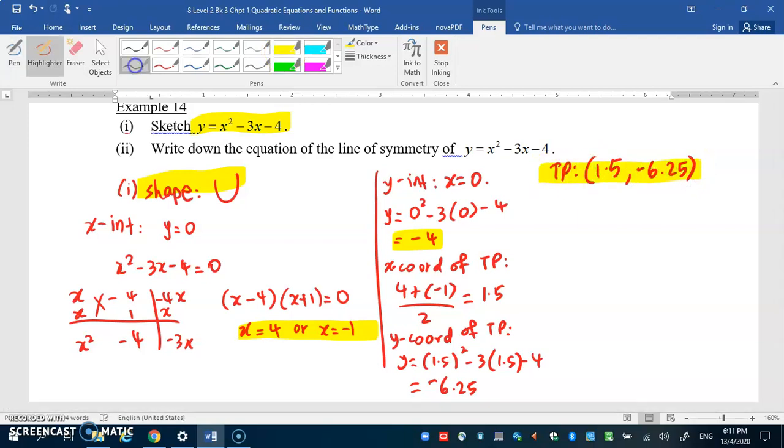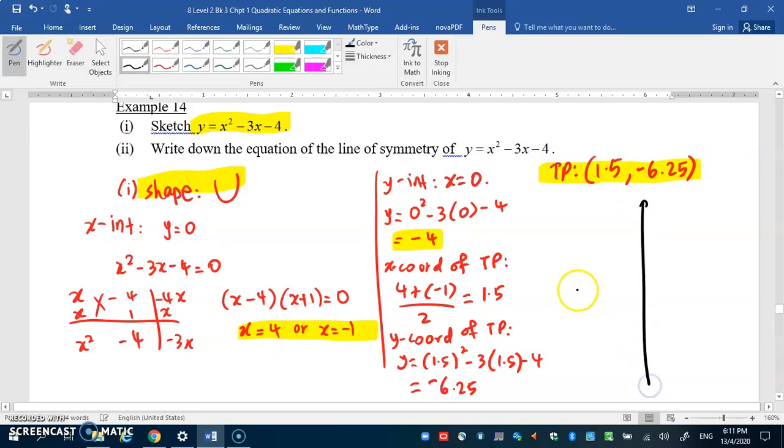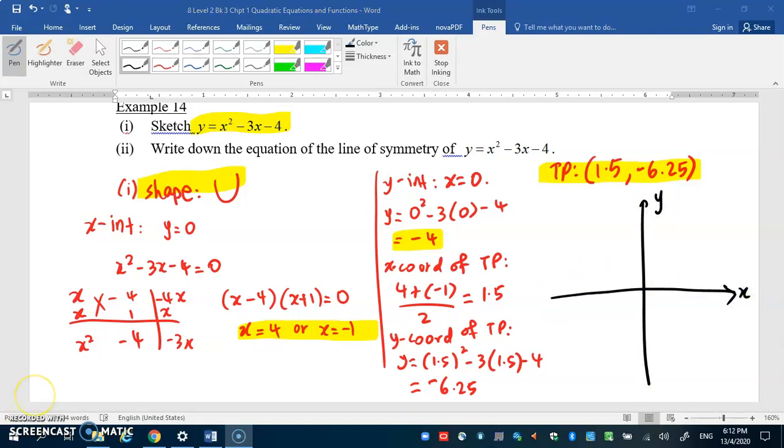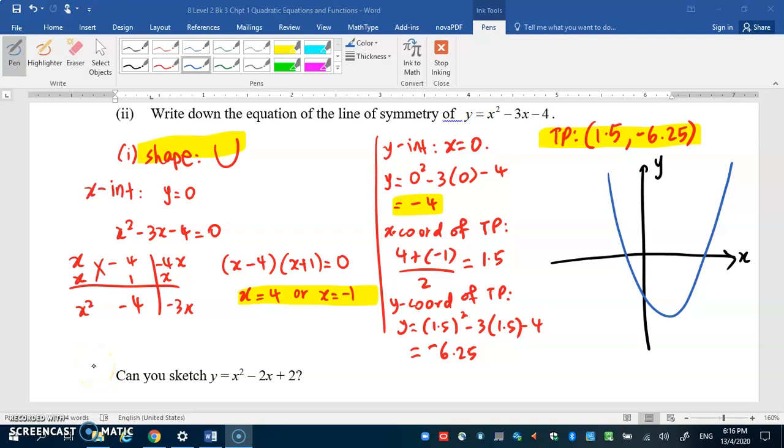And now I'm ready to sketch. Okay, so draw your axis, y, x. Alright, so I'm supposed to turn somewhere here. X is positive, but y is negative. And I will cut my x-axis at -1 and 4. So one on the left, one on the right. And I will also cut the y-axis at -4. So, visualize how you're going to sketch the curve, what's the position of the curve, and sketch. So you'll get something like that.